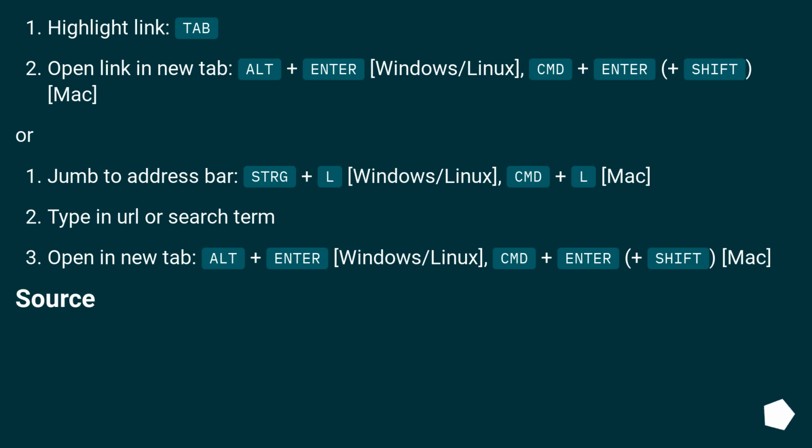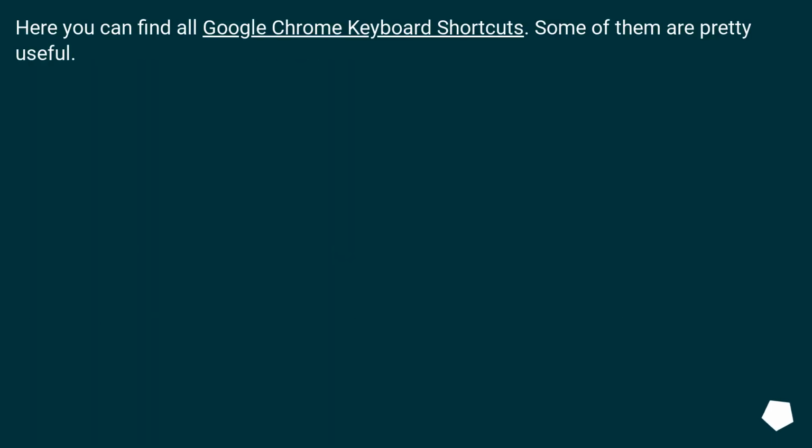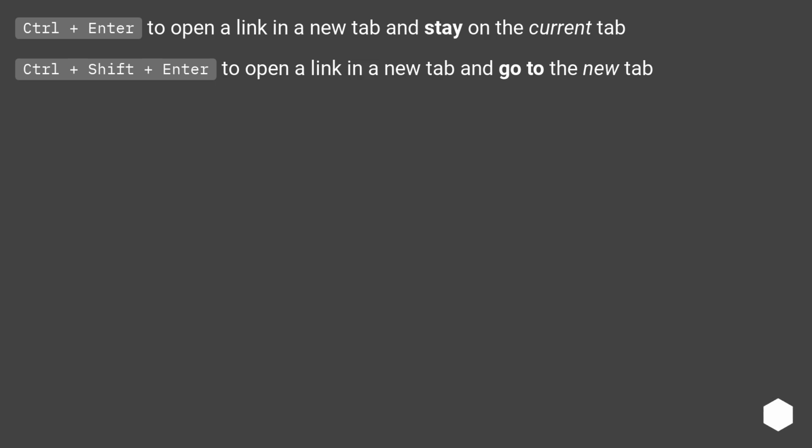Source. Here you can find all Google Chrome keyboard shortcuts. Some of them are pretty useful. Ctrl plus Enter, to open a link in a new tab and stay on the current tab. Ctrl plus Shift plus Enter, to open a link in a new tab and go to the new tab.